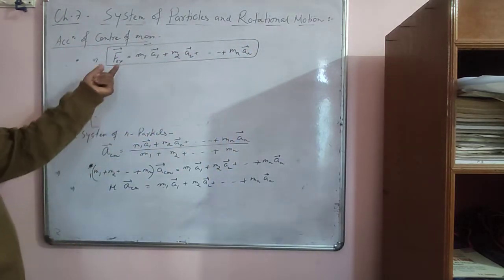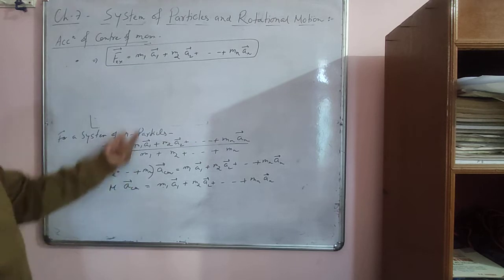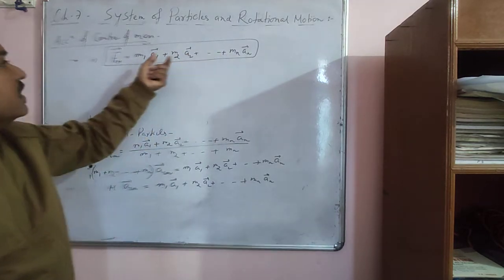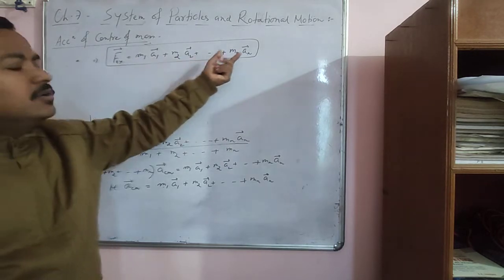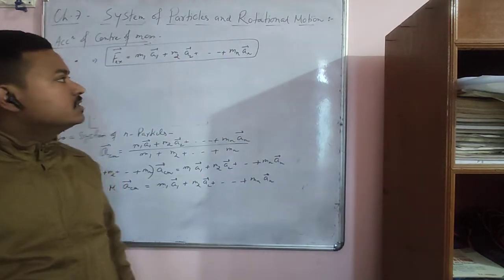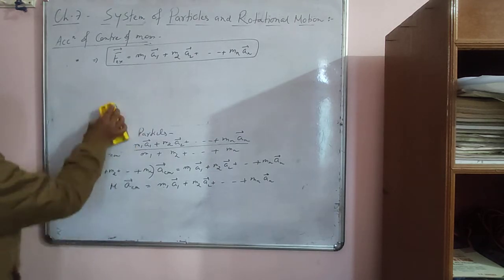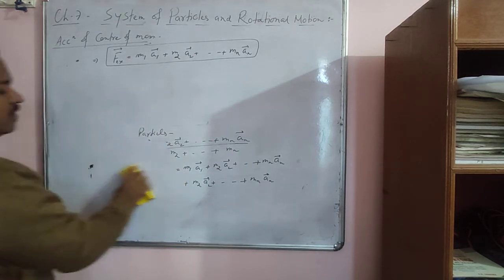Okay, so total external force applied at the center of mass is equal to what? That is m1 a1, m2 a2, mn an. That is the individual forces acting on the different particles of the system. Okay, so we have derived the expressions for velocity and acceleration of center of mass.